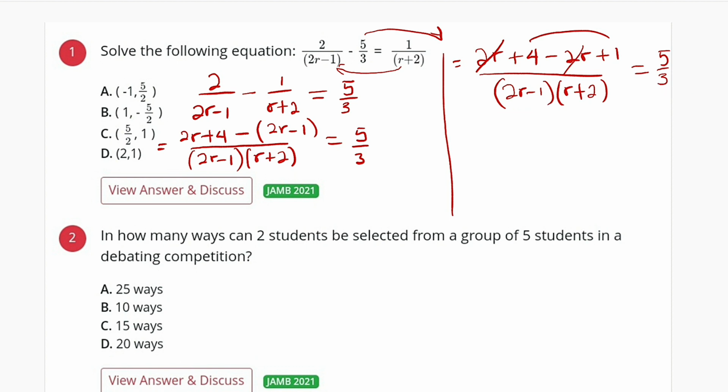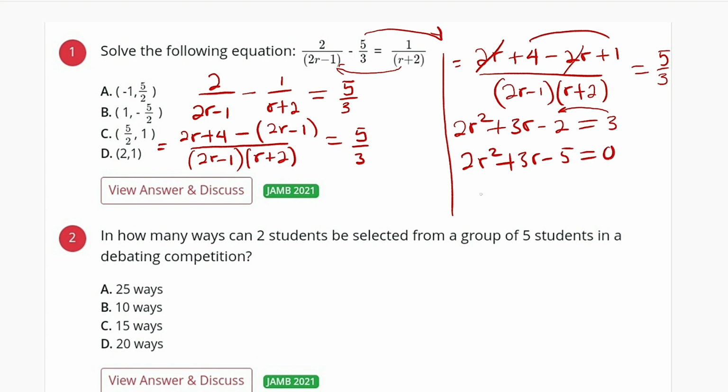So now let us expand the factors. 2r times r is 2r squared. 2r times 2 is 4r. Then negative 1 times r will give us negative r, and 4r minus r is 3r. So we have 3r here. Then negative 1 times 2 is negative 2, and this is equal to 3. If you bring positive 3 to the left hand side, it becomes negative, and we have negative 2 there already. So negative 2 minus 3 is negative 5. So we have 2r squared plus 3r minus 5 equal to 0, which is a quadratic equation.